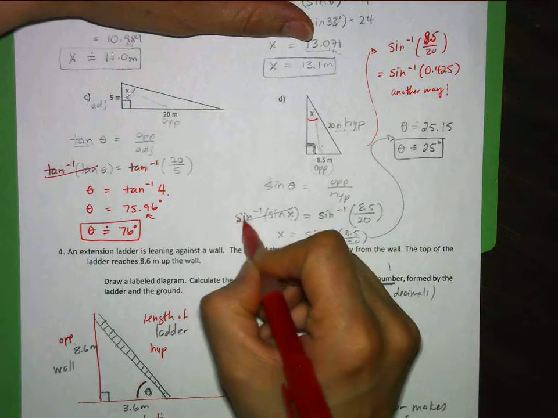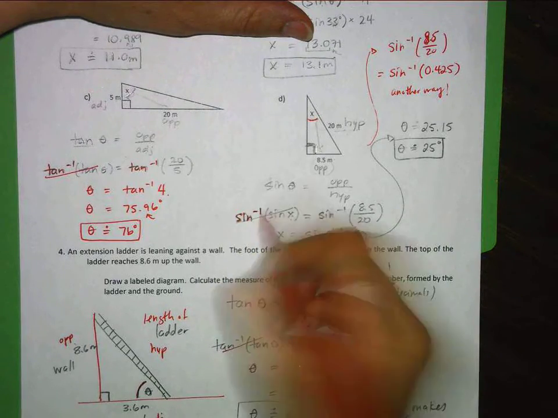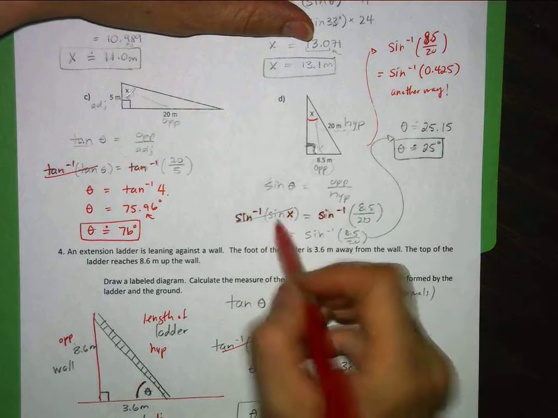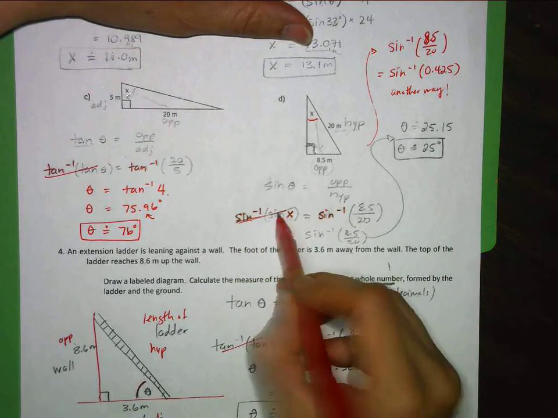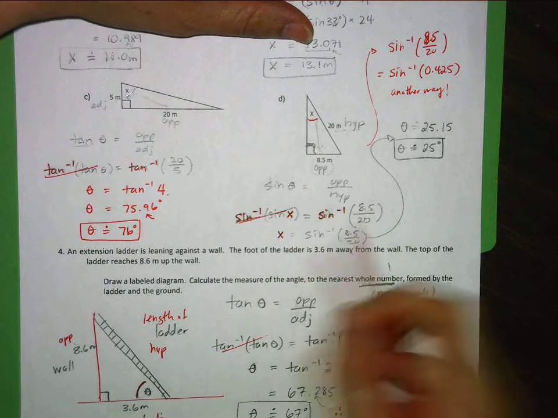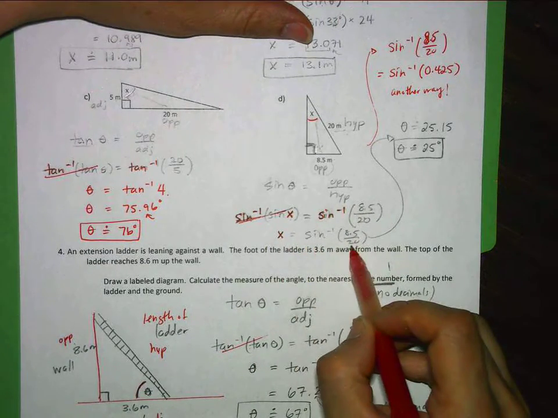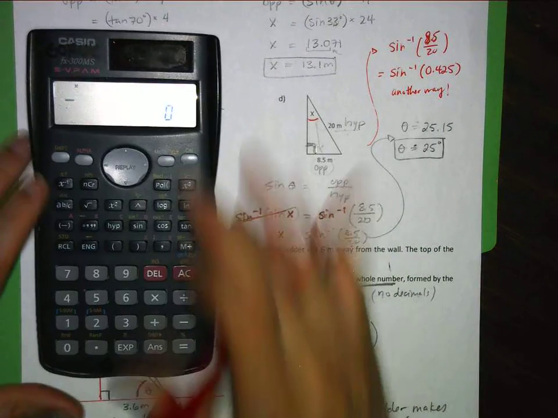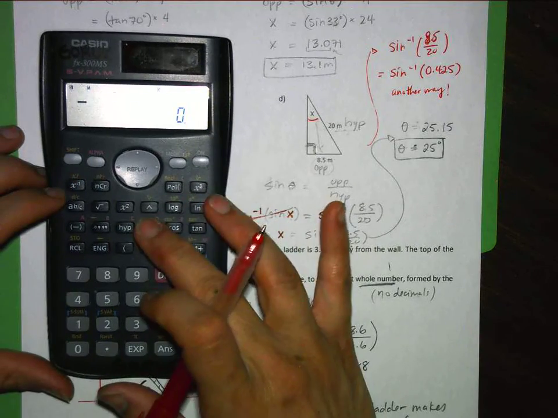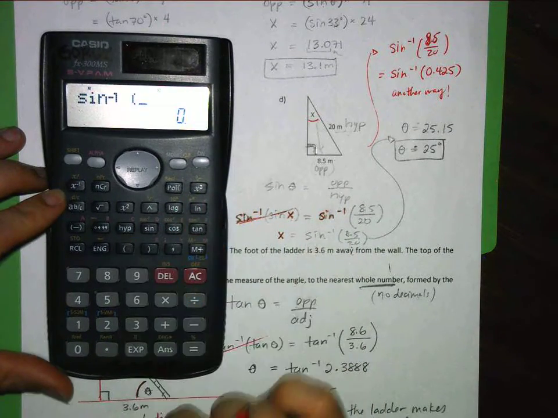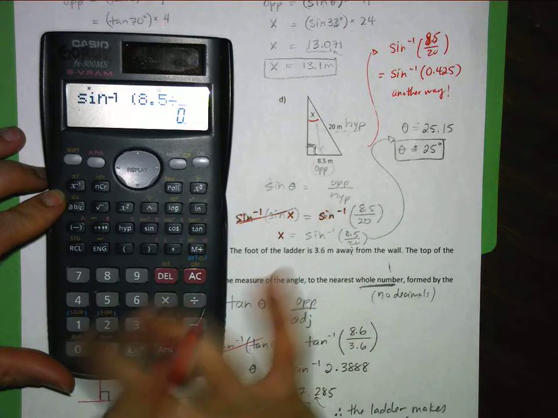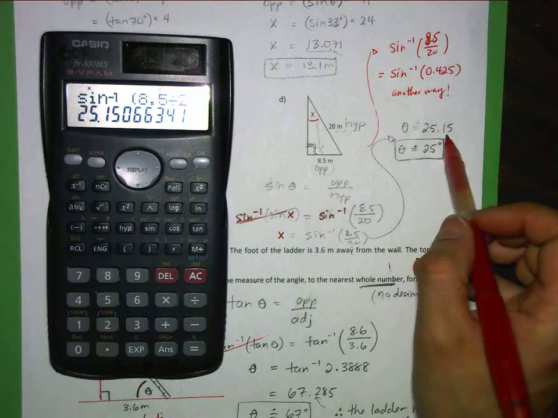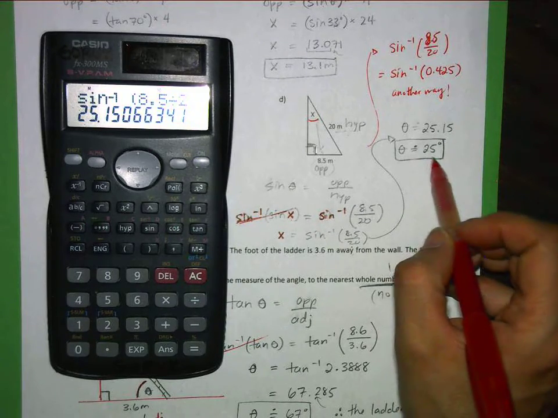I need to do the inverse of sine because I'm looking for the angle, because it's trapped inside the sine function. So the only way to get rid of that is to take sine inverse. That'll leave us with x. And then I have to do the sine inverse of 8.5 over 20. So on the calculator, what I did was shift sine, and then I used a bracket to do 8.5 divided by 20. Close the bracket, and I hit enter, and I get my angle of 25.15, but I round that to the closest degree, so I get 25 degrees.